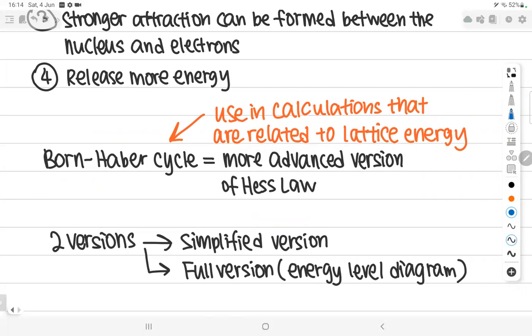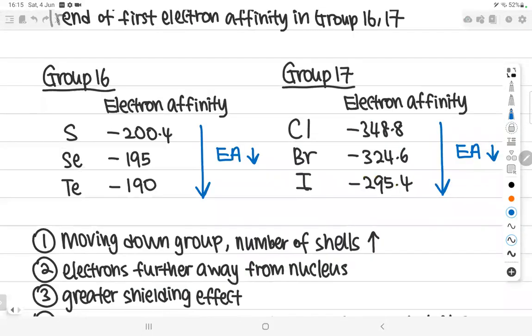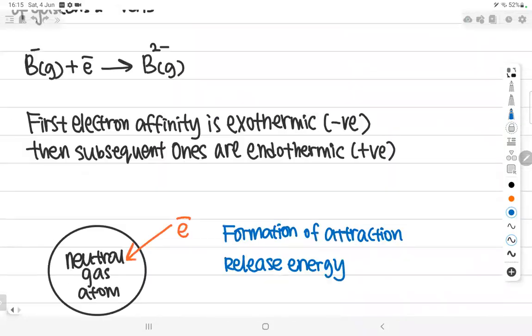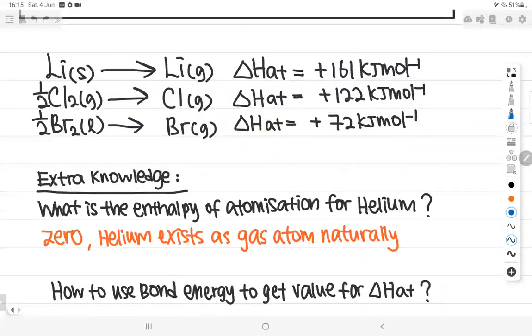So when you want to calculate lattice energy, we will use the Born-Haber cycle. Before I teach you what the Born-Haber cycle is and how to do it, there are a few important concepts we need to learn first. We need to learn two important concepts before we jump into the lattice energy.